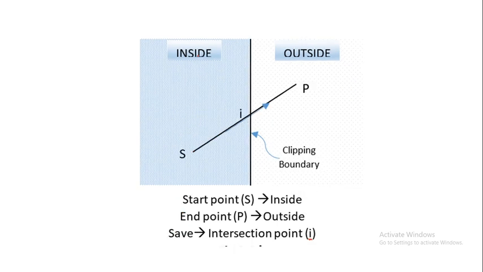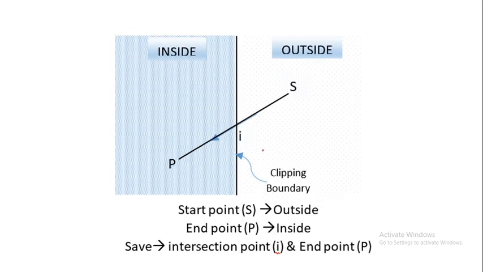Second case: suppose one boundary is there, with an inside region and an outside region. If the line's start point S is in the inside region and the end point P is in the outside region, then we're supposed to save the intermediate point, the intersection of the boundary and the line. Suppose this intersection of the line and boundary is I. If the start point S is inside and the end point P is outside, we're supposed to save the intersection point I.